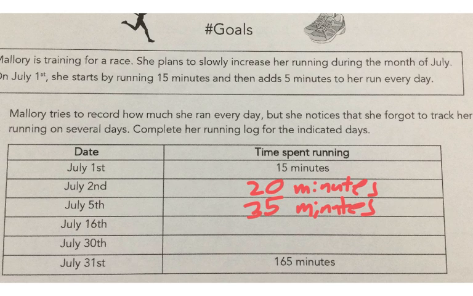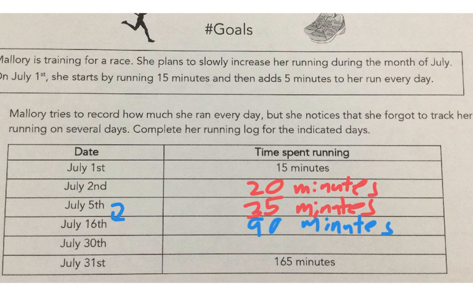5 times 11. Why would you do 5 times 11? 11 days, because there's 11 days between there. I like it. So 5 times 11 would be 55 minutes. And we would do what with the 55 minutes? Add it to 35. So 55 and 35 is 90 minutes. And what about on July 30th? How much did she run?